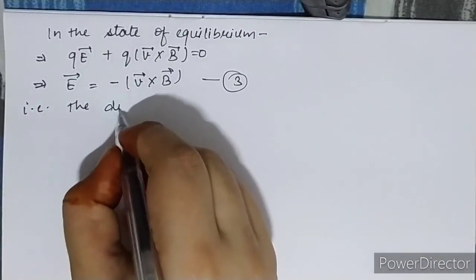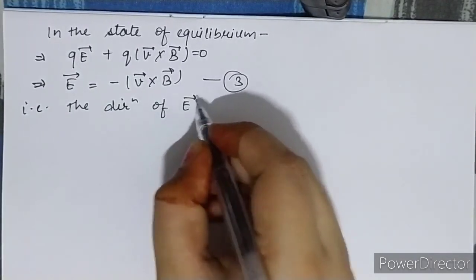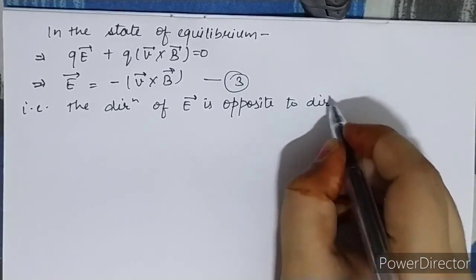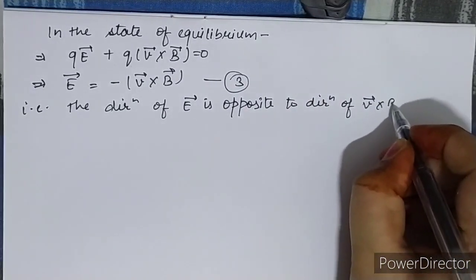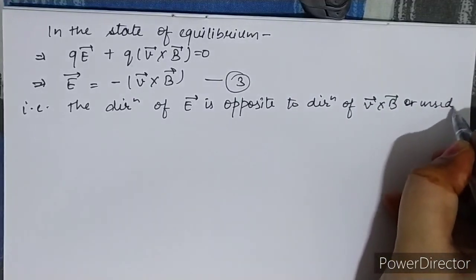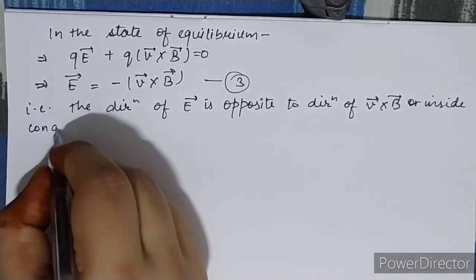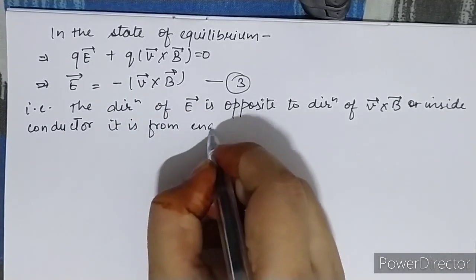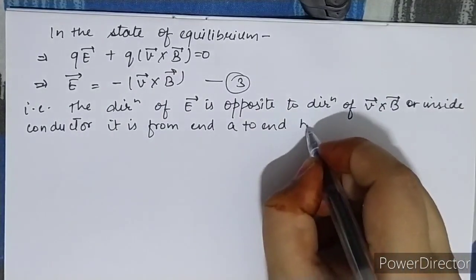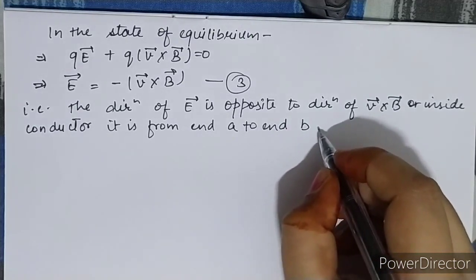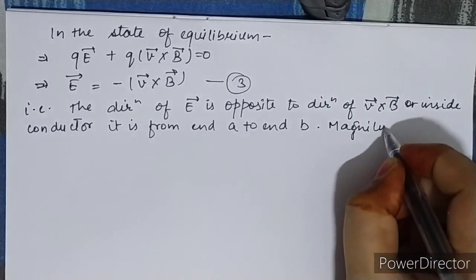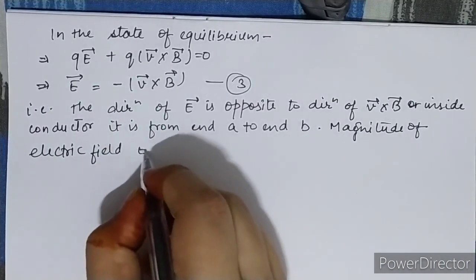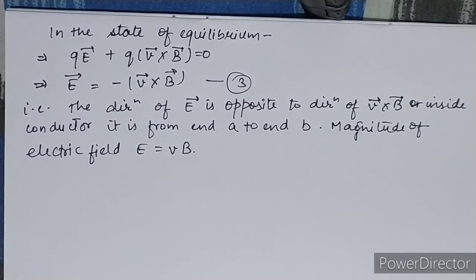that is, the direction of electric field E is opposite to the direction of V cross B, or inside the conductor it is from end A to end B. Magnitude of electric field E is equals to VB. Okay.